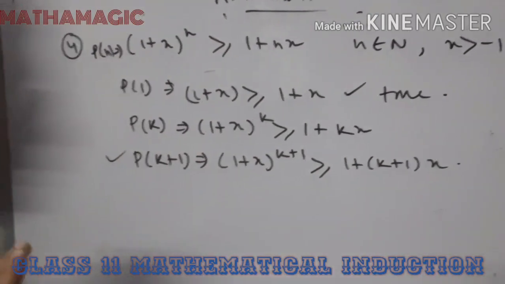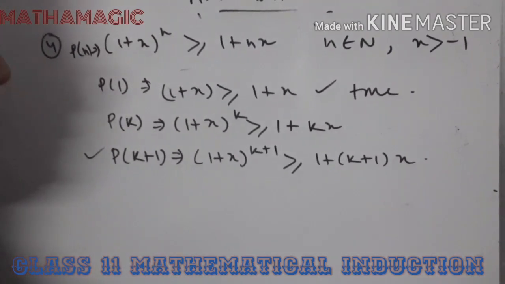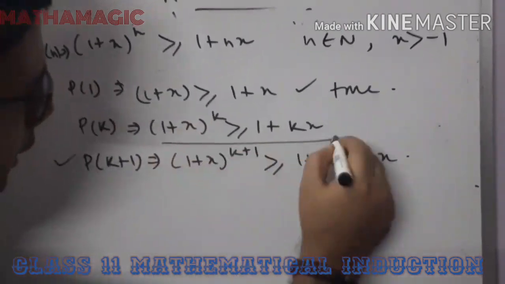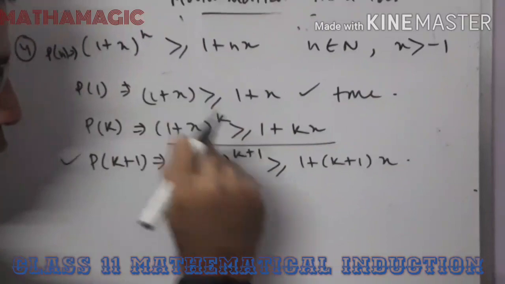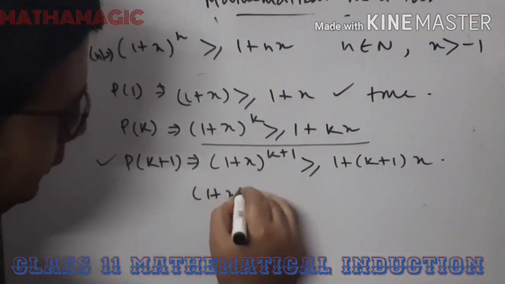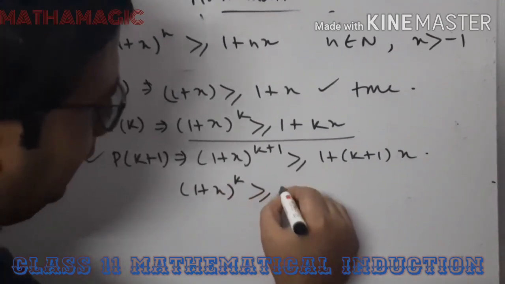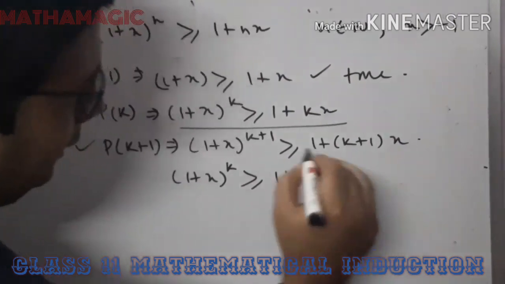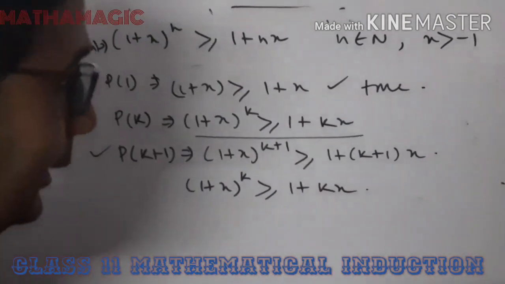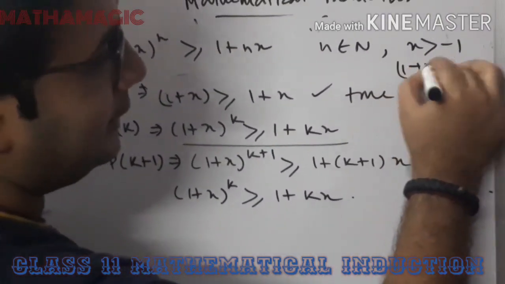Now I have already told in every sum that we need to take the help of p of k in order to prove p of k plus 1. Here also we have taken this one as p of k, and let us assume this one is true. So 1 plus x whole to the power k is greater than or equal to 1 plus kx. Now if we multiply 1 plus x on both the sides, can we multiply? Yes, definitely, because x is greater than minus 1, so 1 plus x is greater than 0.